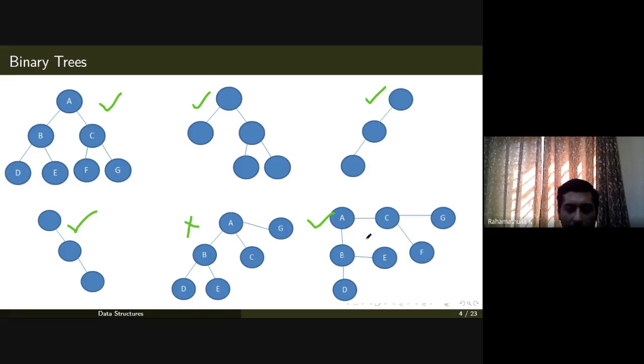So once again, in a binary tree, the nodes can have degrees 0, 1 or 2.